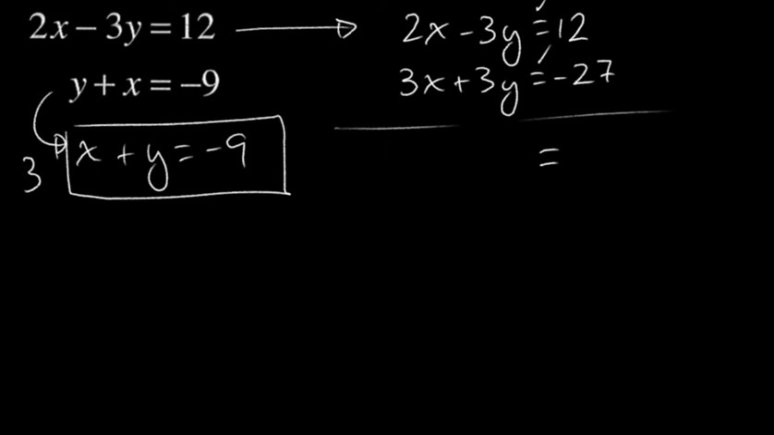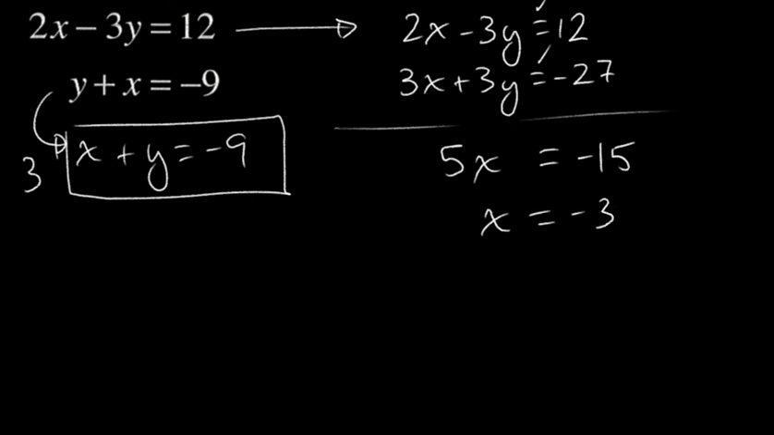So over on my left hand side, when I combine those, this is going to become 5x. And my -3y and my 3y, when I add those, become 0y, which I don't write down because it has a value of 0. But when I add 12 and -27, I get, oh, that's nice, -15. Oops, not -5, -15. And dividing both sides by 5 gives me that x has to be -3.